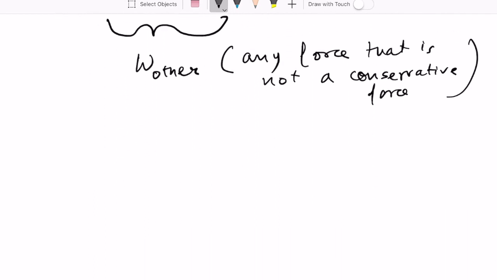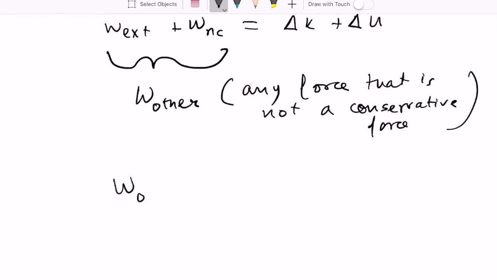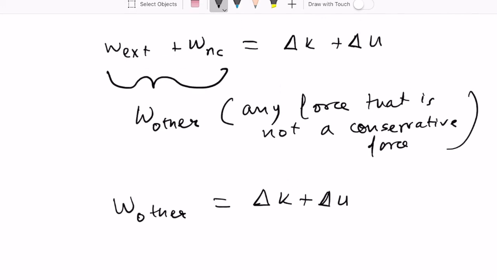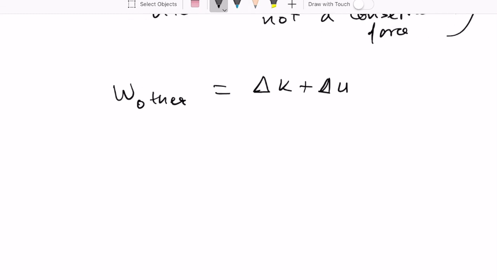So in that case, we can write this equation as W other equals delta K plus delta U. Which you can also write as K plus U is E mechanical, right? So if you want, you can also write this as delta E mechanical. So our equation, the work kinetic energy theorem, with all these little changes, becomes: the work done by external and non-conservative forces equals the change in mechanical energy.